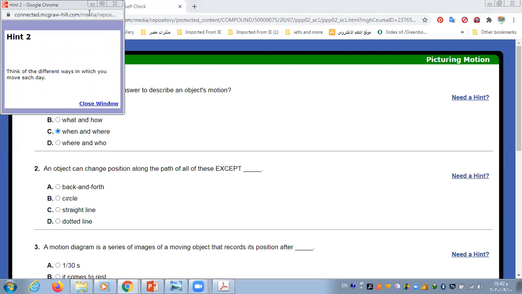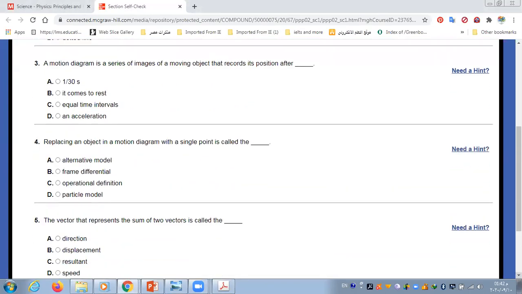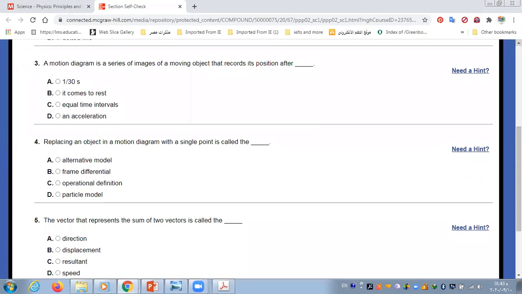Let's think about this question more. For question number 3, Ryan. A motion diagram is a series of images of a moving object that records its position after equal time intervals. After equal time intervals. This is a clear question.